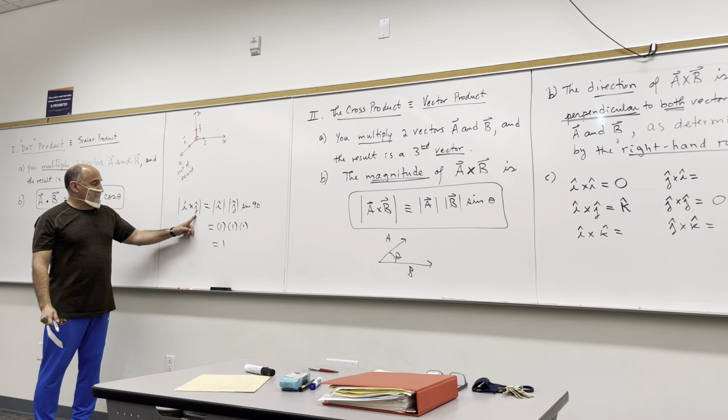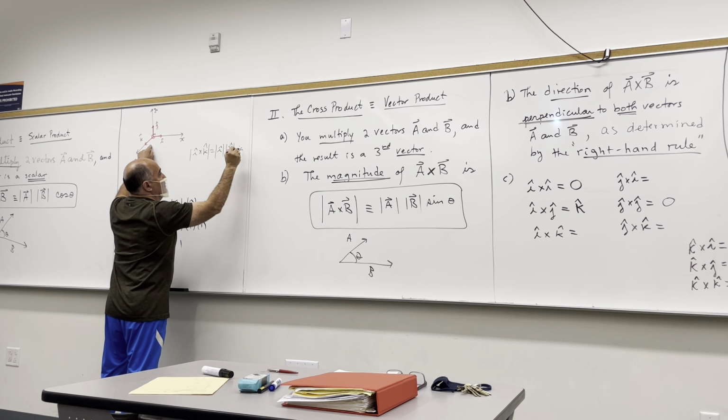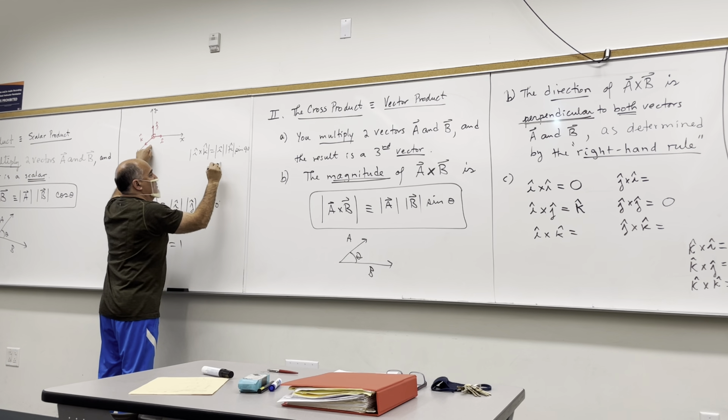What is the cross product of I cross k? If you calculate the magnitude of I cross k, you get the magnitude of I hat, the magnitude of k hat, times the sine of the angle between I hat and k hat. What's the angle? 90. So this will be 1 times 1 times 1, so this will be 1.